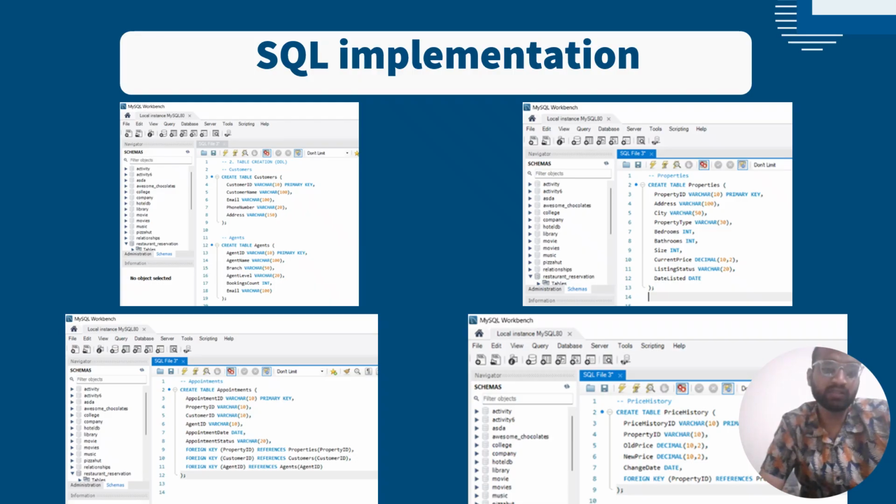SQL implementation, data insertion, slide 11, explanation. This slide would include SQL INSERT INTO statements, where sample data enters and populates the database and simulates real-world interaction between customers, agents, and properties.